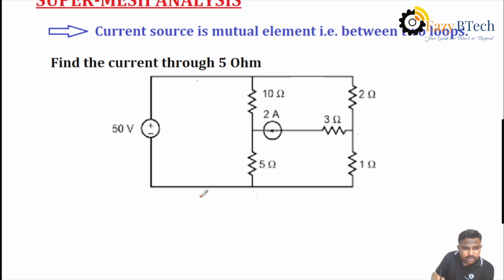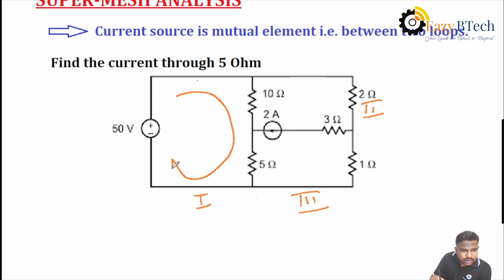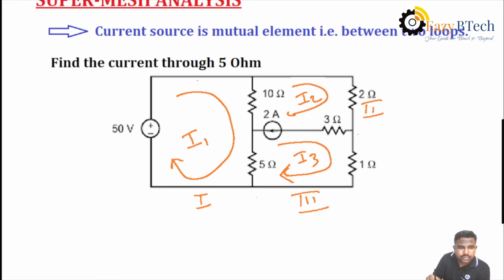In this problem, we have three loops. This is the first loop, this is the second loop, and this is the third loop. What is the first step? You can assign the loop currents: I1 for the first loop, I2 for the second loop, and I3 for the third loop. Here you can find the loop currents I1, I2, I3.